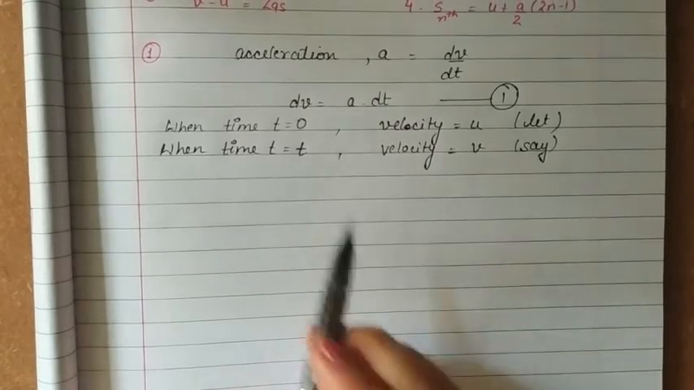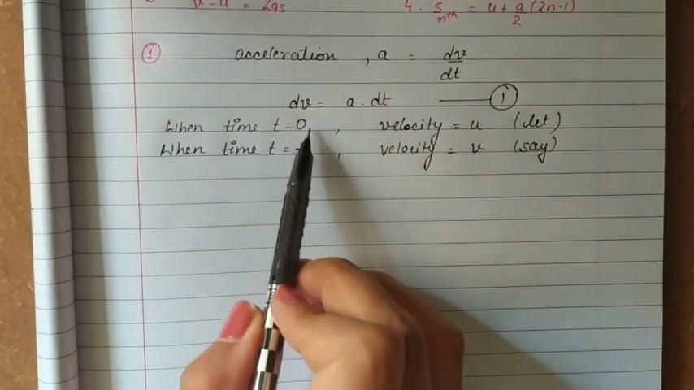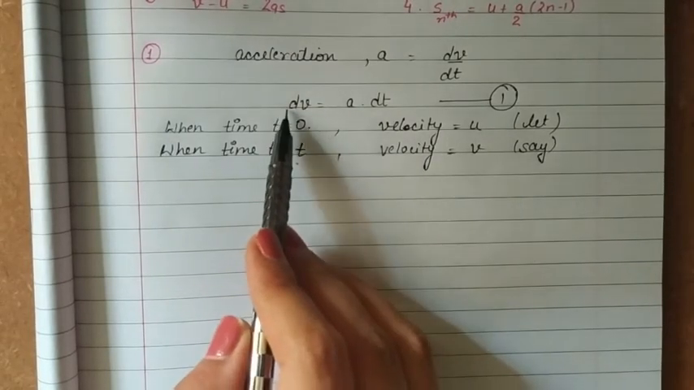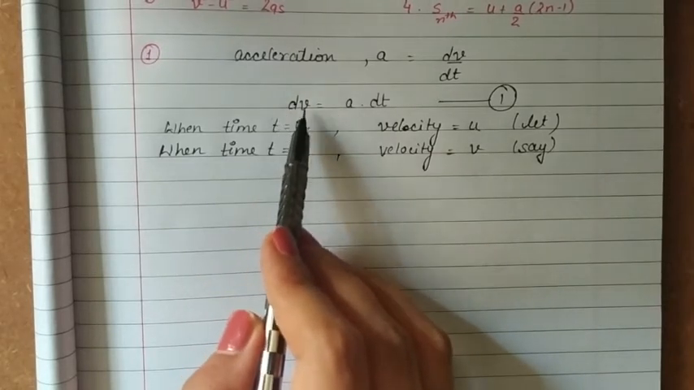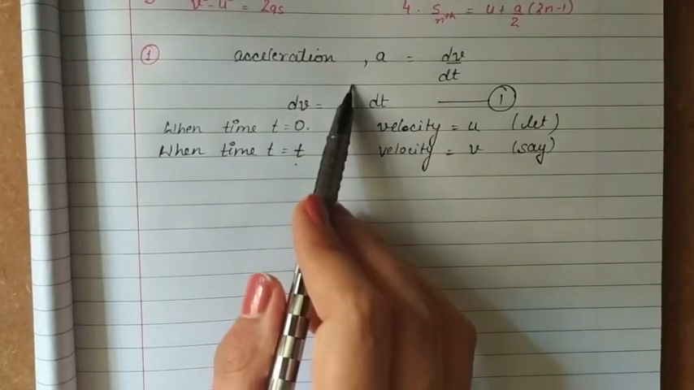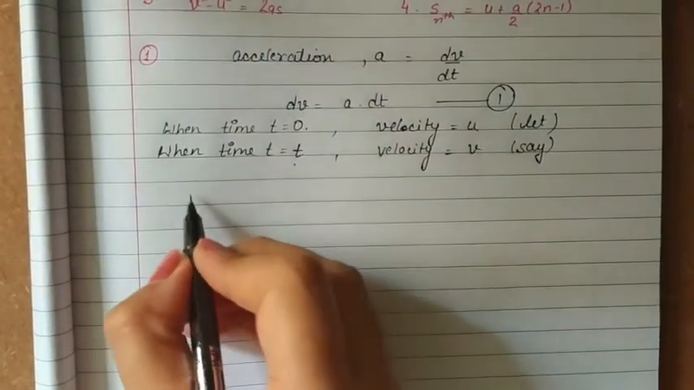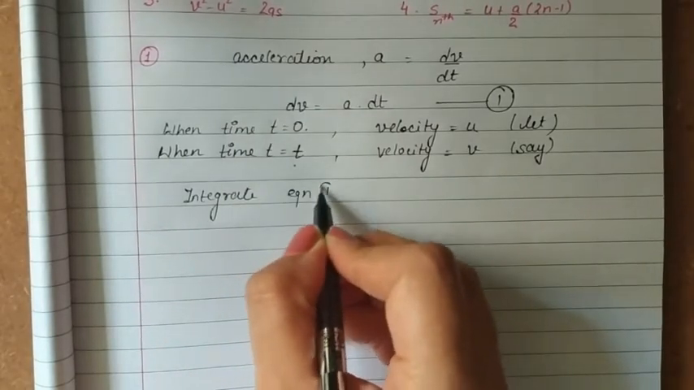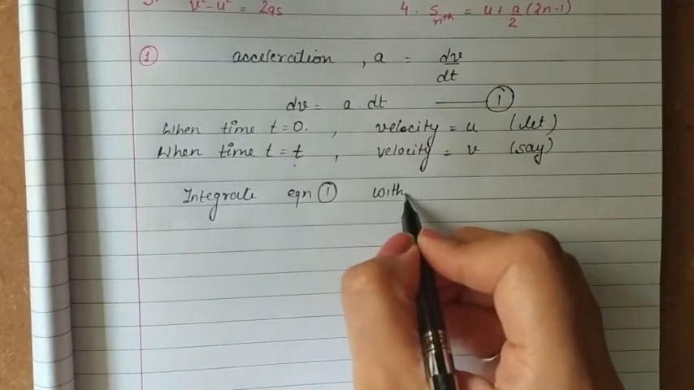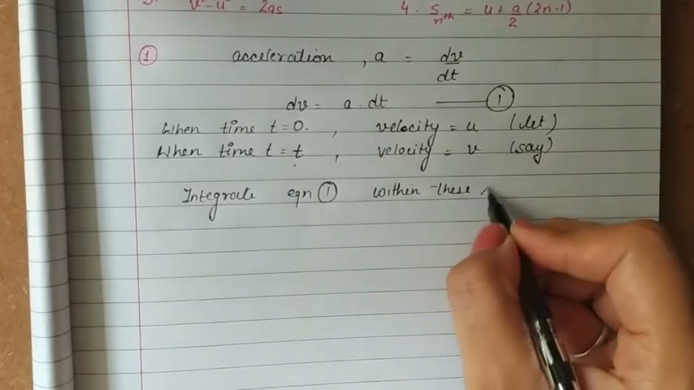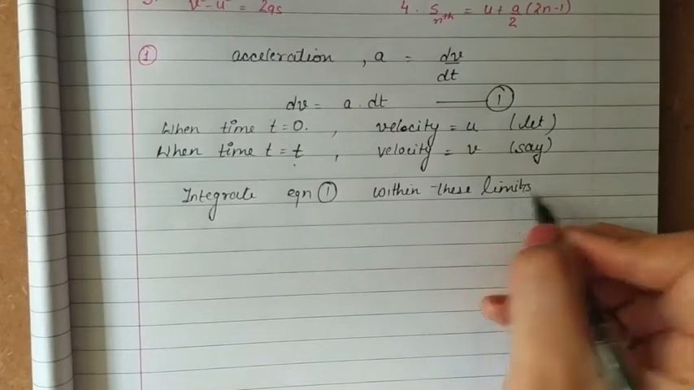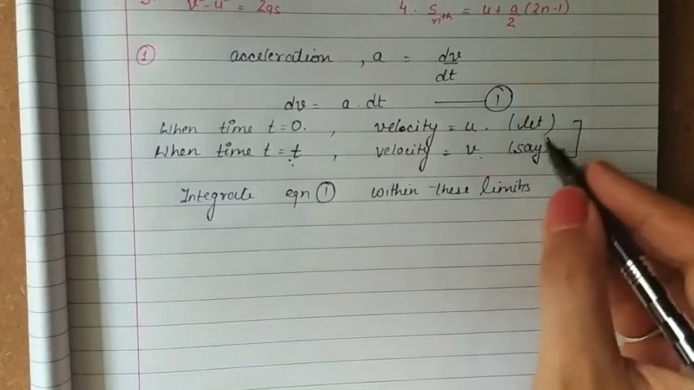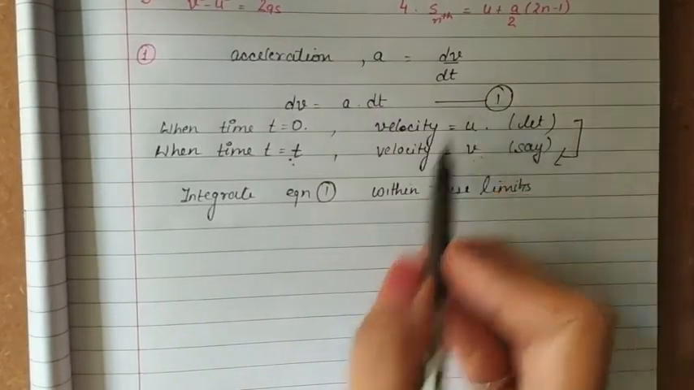Now if we want to find this change in velocity in between the time 0 to t, then we have to integrate equation number 1 within the limits from u to v for velocity and from 0 to t for time. So we are going to integrate equation number 1 within these limits. Now limits are, for t it is 0 to t, and for velocity it is u to v. So these are the limits. In between these limits we are going to integrate equation number 1.